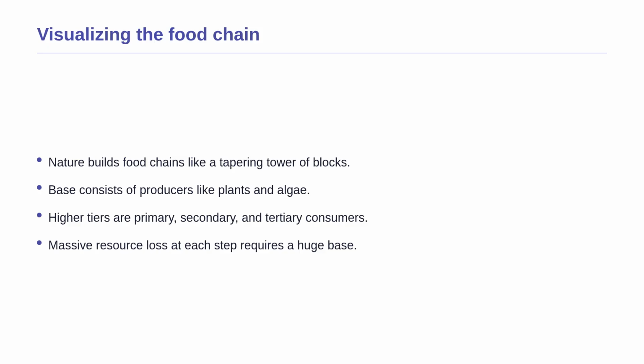Instead of wooden blocks, nature stacks living creatures. Plants form the massive base. Herbivores sit in the middle, and carnivores are at the very top. Because a massive amount of resources is lost at each step, the base must be huge to support even a tiny top layer.